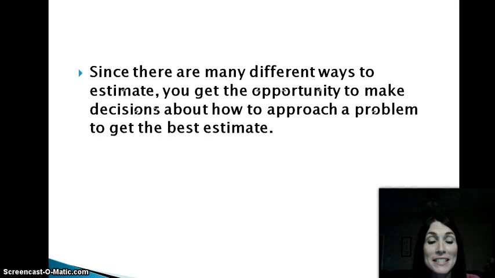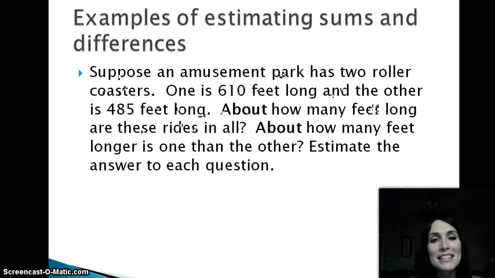Since there are many different ways to estimate, you get the opportunity to make decisions about how best to approach a problem to get the best estimate. So that's kind of exciting. Get to make some decisions about math. So let's look at an example together first.